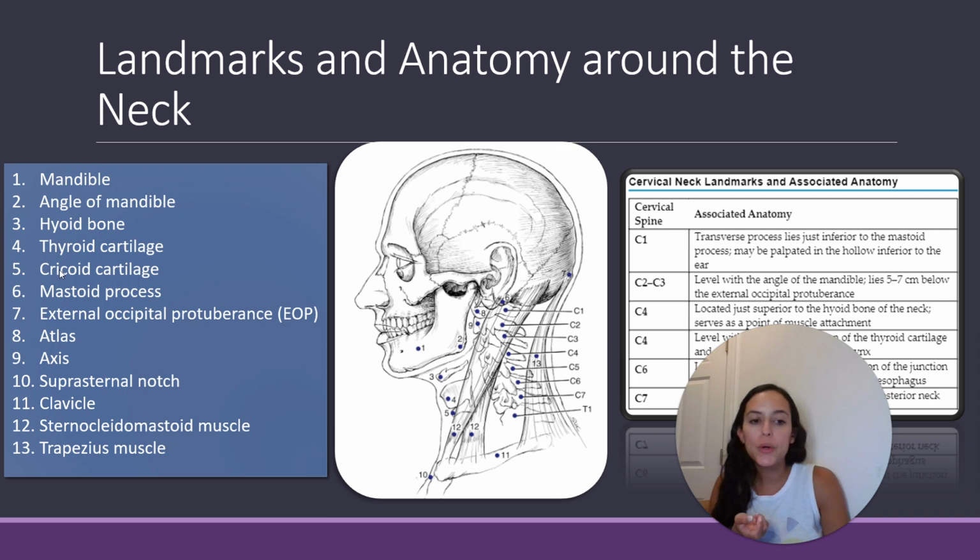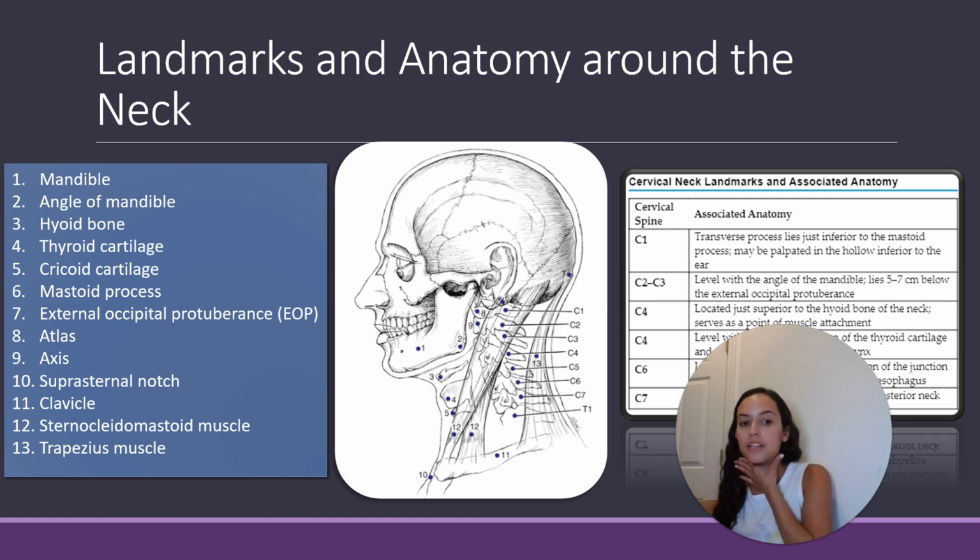Your cricoid cartilage is right beneath the thyroid cartilage, and it is the only piece of cartilage in your neck that actually encircles the entire respiratory passage.